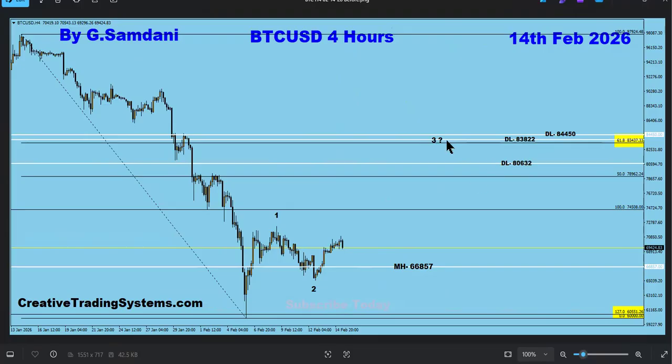So we're supposed to be going there for wave 3 if we are, in fact, going for an impulse wave 1, 2, and then 3. This could be an A, B, and C correction, right? But as you know, at that time I thought maybe we're going to go back for wave 5, so we're going to have 1, 2, 3, 4, 5. That will be wave 1, then an ABC correction will be wave 2, then 3, 4, 5. And after that, I stopped making charts.